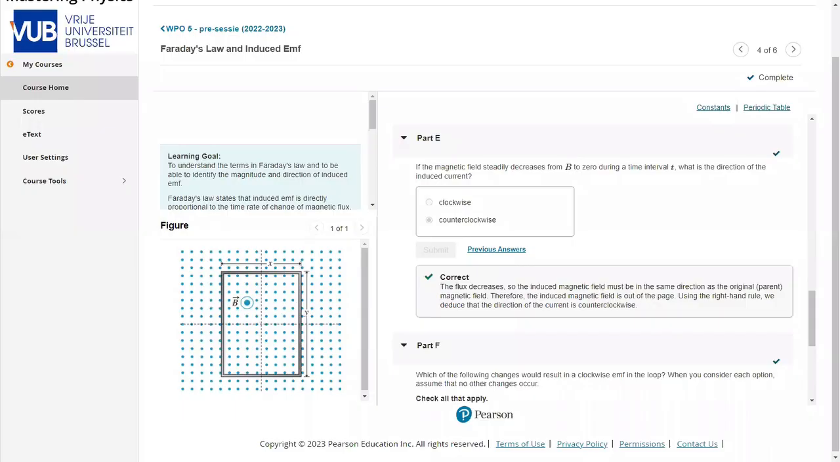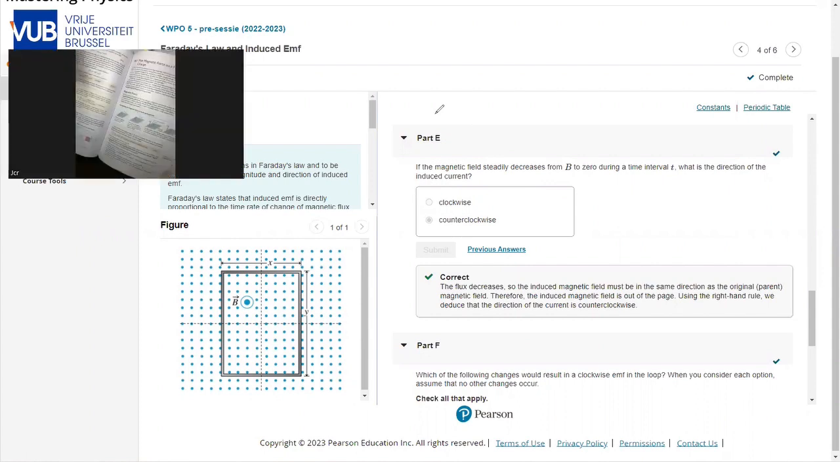So let me show you. My B is going to be out of the page, and that's my rectangle. I don't know if you can see this. That's my point B. So B going to 0 means the induced current is counterclockwise. Why? Because if you turn counterclockwise, it's going to be turned like this, and B is going to be nowhere. So it's decreasing to 0.